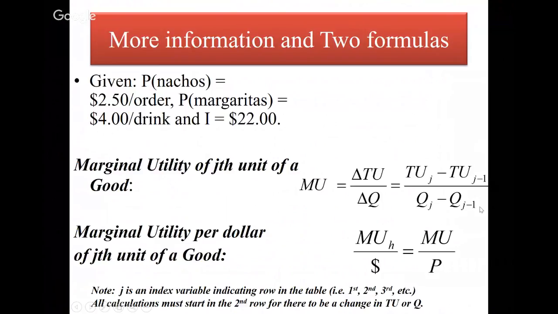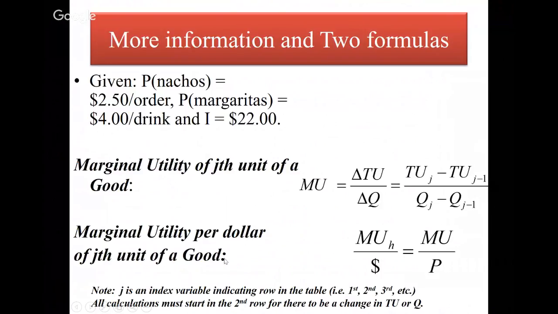These are done in pairs going down in increments, but you have to start calculating marginal from the second row because the first row is 0, and you can't have a marginal until you've at least consumed something. But marginal utility in words is additional utility received from consuming an additional unit of a particular good. Like the first margarita gives this much utility. The second margarita, and only the second by itself, will give that much utility. The third margarita by itself will give that much additional utility. And so that's what marginal utility of the jth unit of a good is.